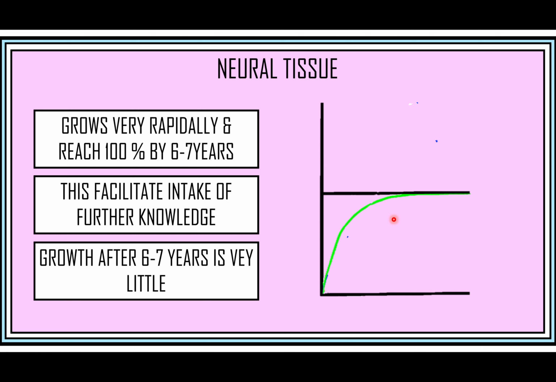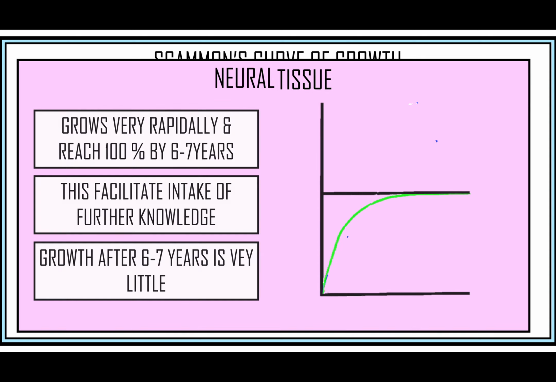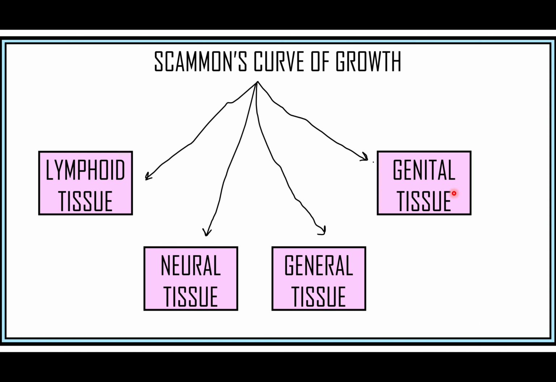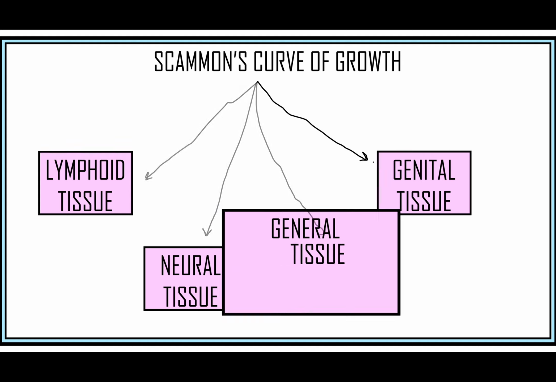As we can clearly see, this is totally different from lymphatic tissue. The lymphatic tissue growth curve was like this, while this is the growth curve for neural tissue. And now we will talk about the Scammon growth curve for general tissue.